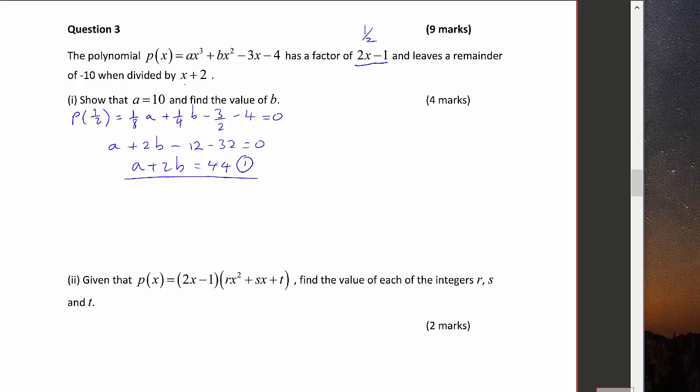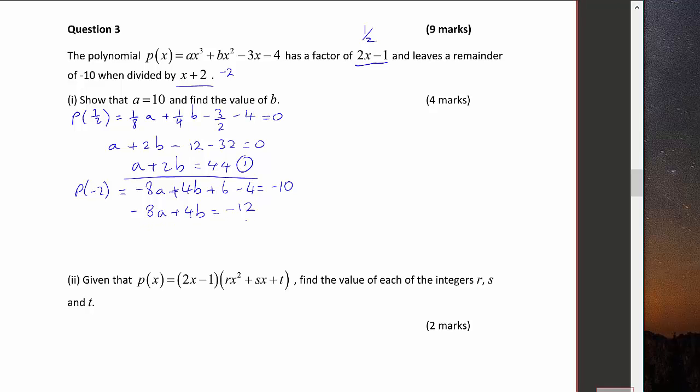Okay, if we use x plus 2, that means we need to evaluate negative 2. So p of negative 2, that's going to be negative 8a plus 4b. Negative 3 times negative 2 plus 6, take 4. That's equal to negative 10. So we have, this was a plus, wasn't it? Just there. Negative 8a plus 4b is equal to negative 12.